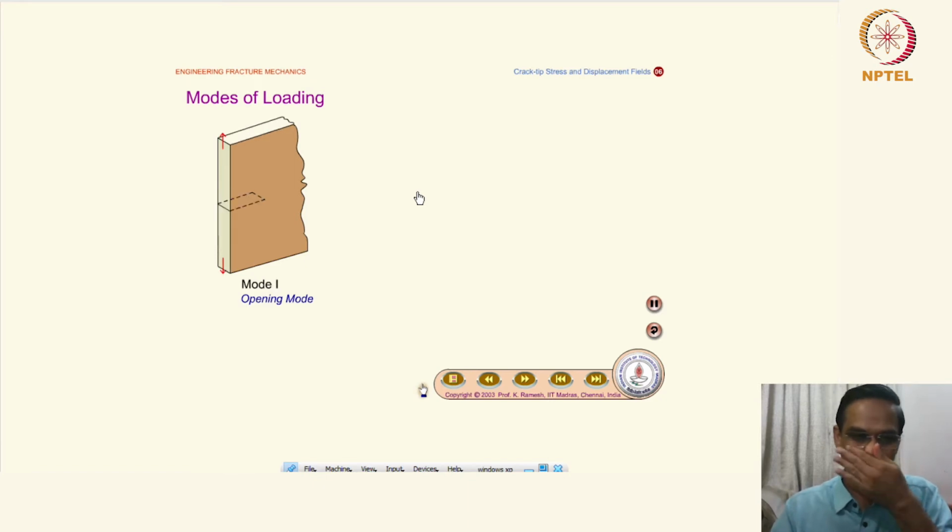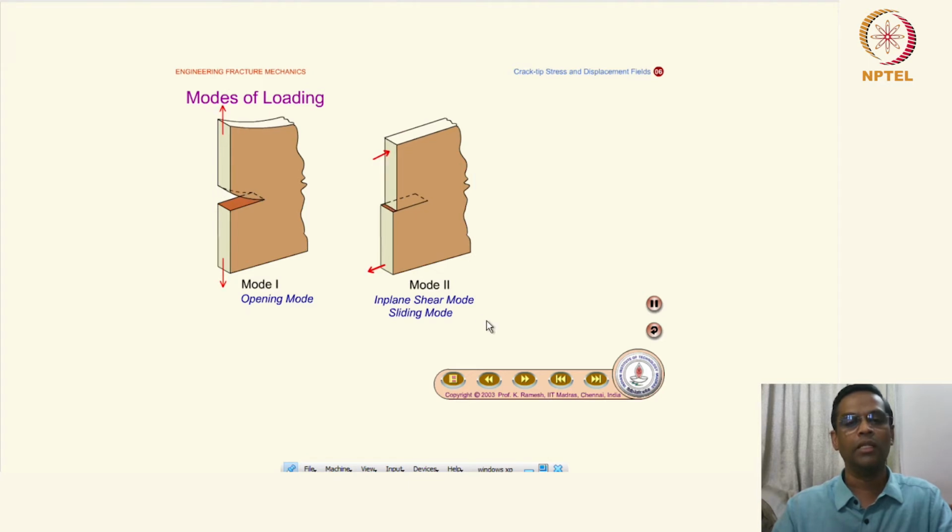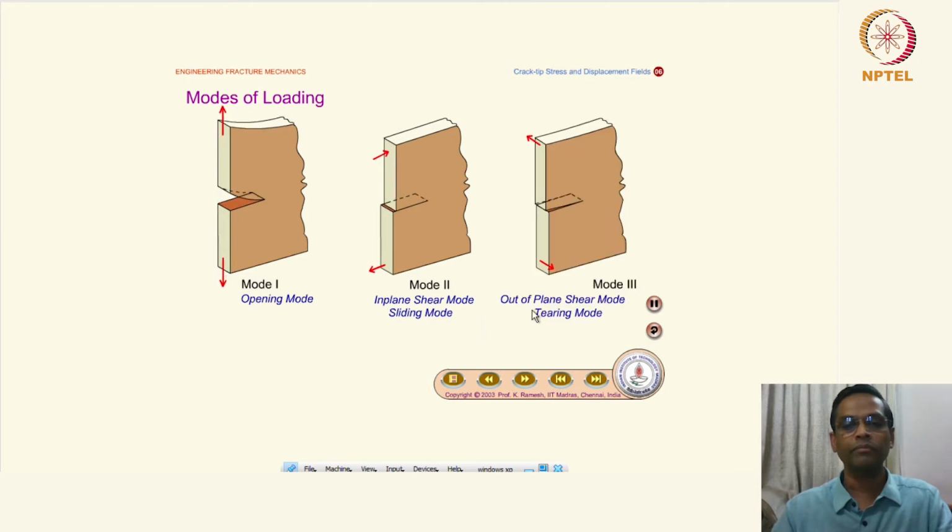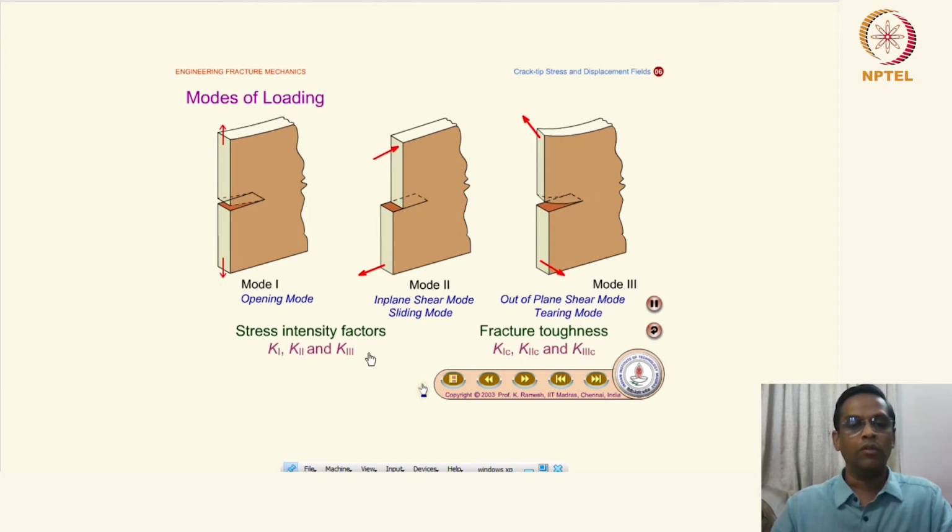This we have already seen. So what you are seeing here is mode 1 loading, that is the opening mode, and then we also know mode 2, the in-plane shear mode or sliding mode, and then mode 3 is the out-of-plane shear mode, that is also called the tear mode. For all three of them, K1, K2, K3 are the stress intensity factors, and the corresponding fracture toughness parameters are K1C, K2C, and K3C.